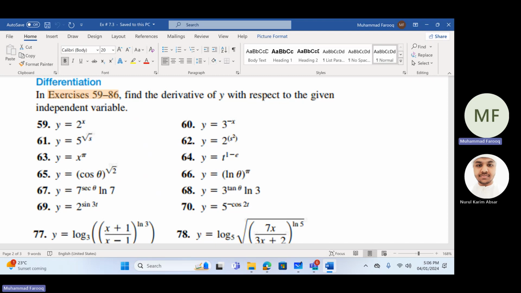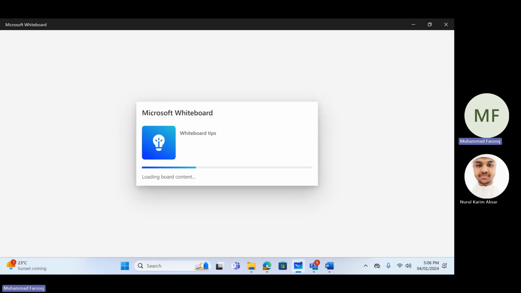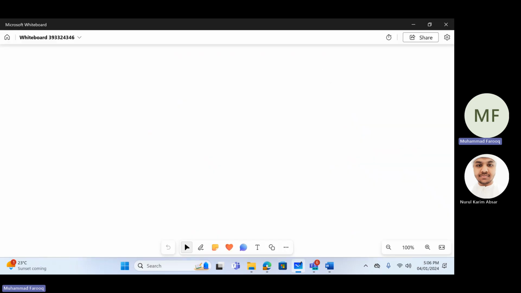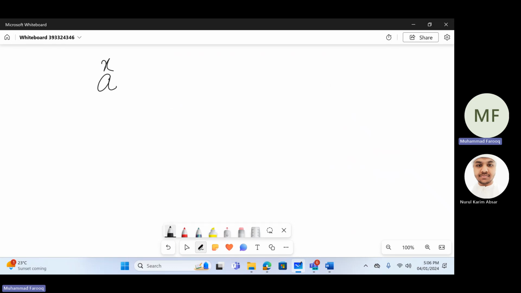Now, what is the way to change base a into base e? Please note down. If you have base a and you want to change into base e, this is the way. Look at here: a power x is a base a exponential function. I want to change it into base e. So I can write it as e power x times ln a. This is called the conversion of base a into base e.